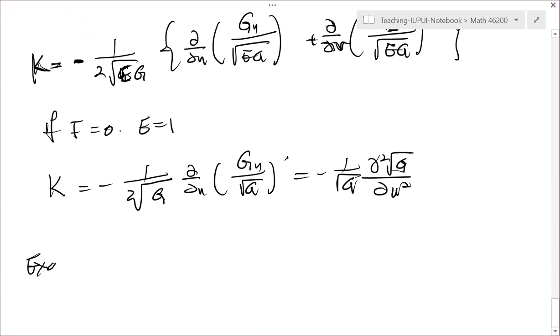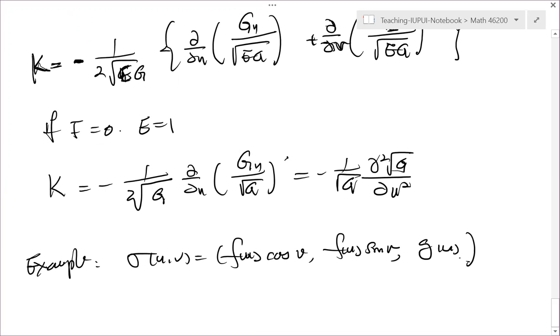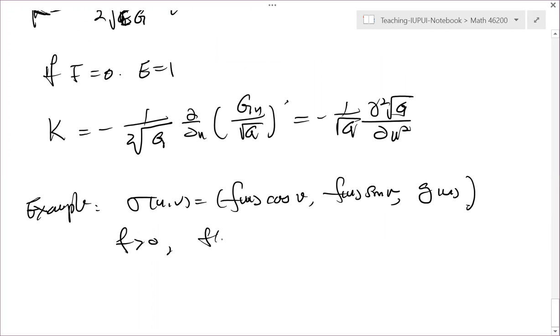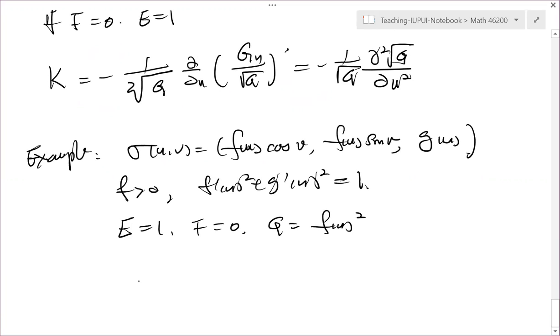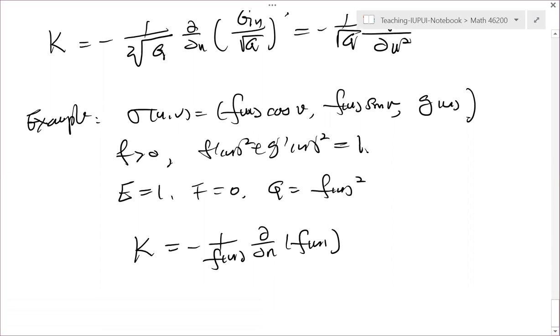We have an example, and I'm going to finish this example: the surface of revolution. Here f is positive, and f prime of u squared plus g prime of u squared is going to be 1. Then E is going to be 1, and you don't need to calculate L, M, N, the second fundamental form. The Gaussian curvature is pretty simple now because G is going to be f of u. By the above formula, here's f of u and the partial derivative, and that's it. You just need to differentiate the function twice.